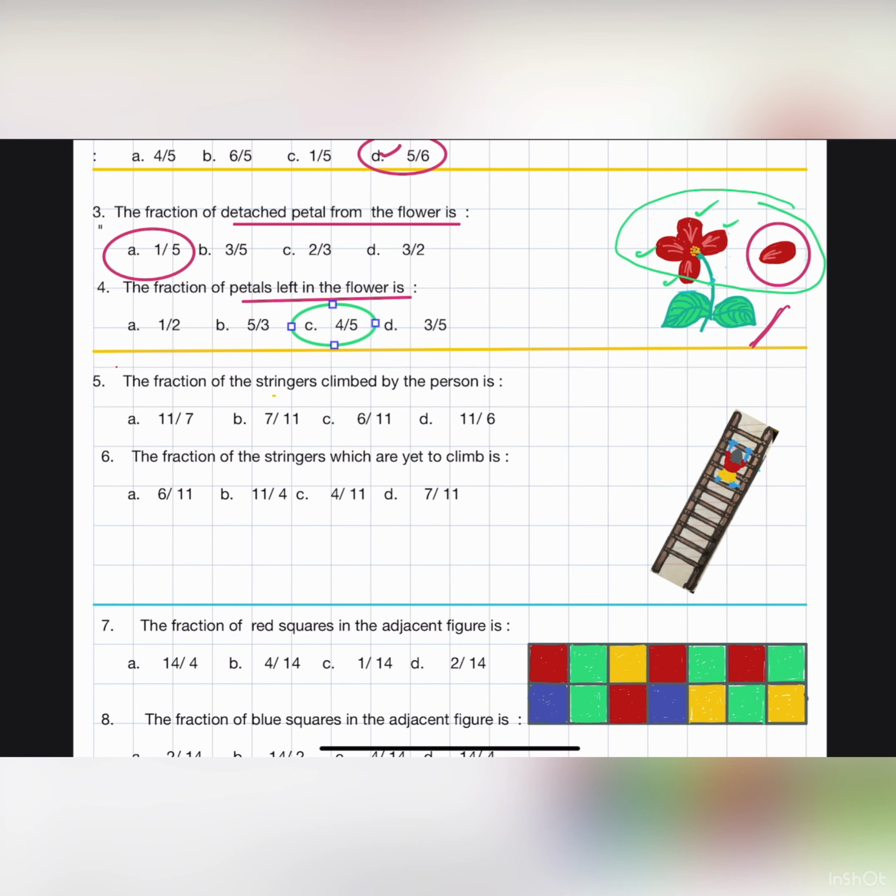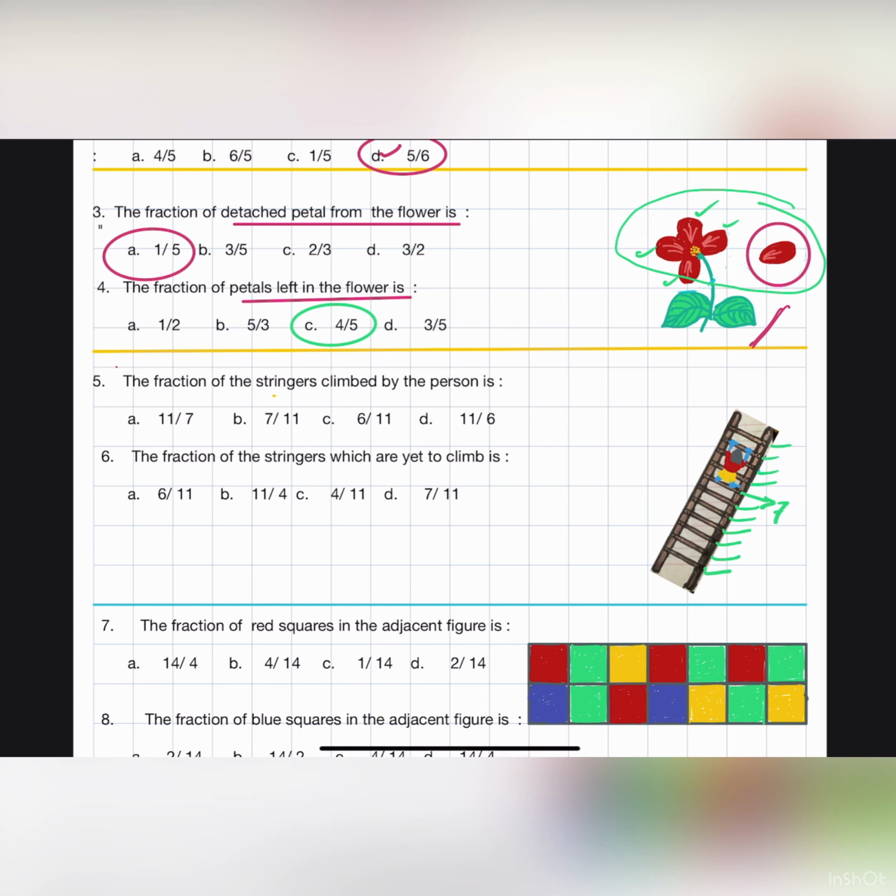The next one. The fraction of stairs climbed by the person is. How many stairs are climbed by this person? Let us first count the stairs: 1, 2, 3, 4, 5, 6, 7, 8, 9, 10, 11. 11 stairs are there and this person has climbed 7. So 7 stairs out of 11. So 7 by 11 is the correct option.